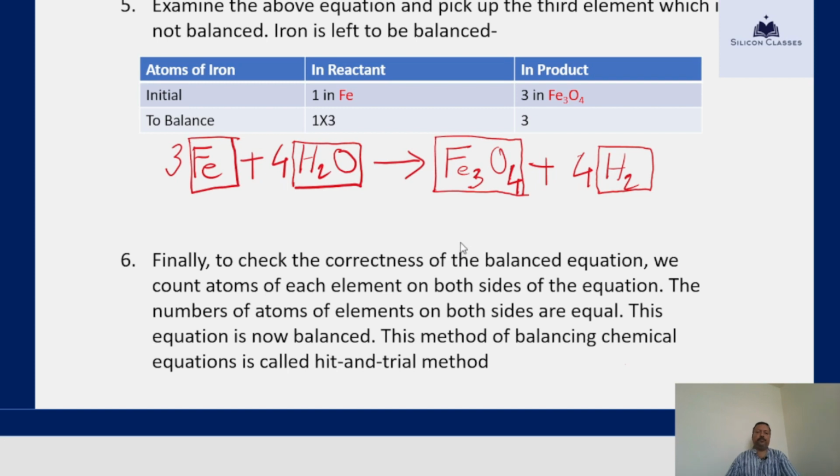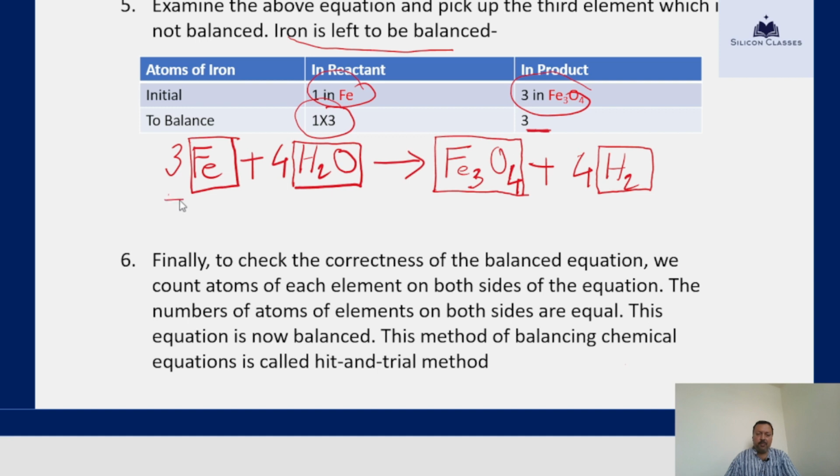Next, now we should balance the iron atoms. Still the iron atom is left to be balanced. In reactant, the iron atom is 1. In product, the iron atom is 3. So we should multiply the reactant by 3. That is, iron should be multiplied by 3, and in products it is already showing 3.